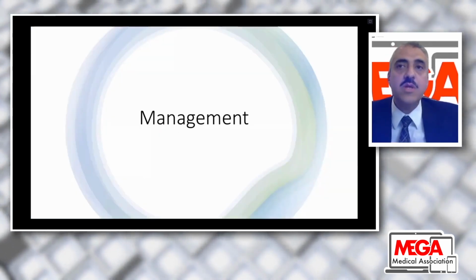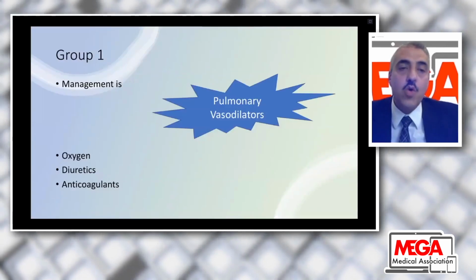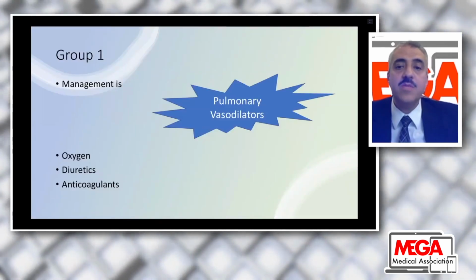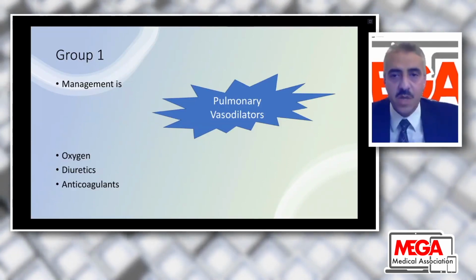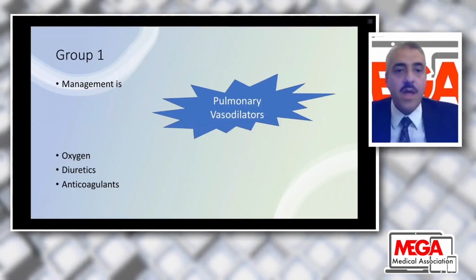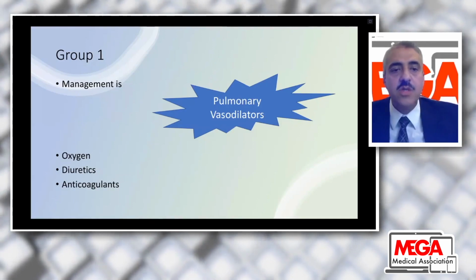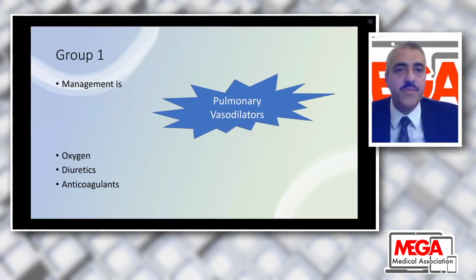The overall management is according to the group. Group 1, usually the management is pulmonary vasodilators. We are going to discuss pulmonary vasodilators in a few seconds. Other drugs are included like oxygen, diuretics, and anticoagulants.